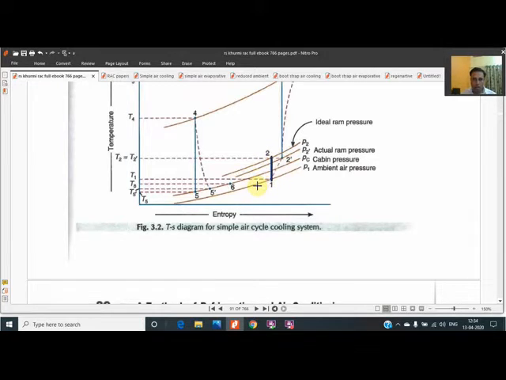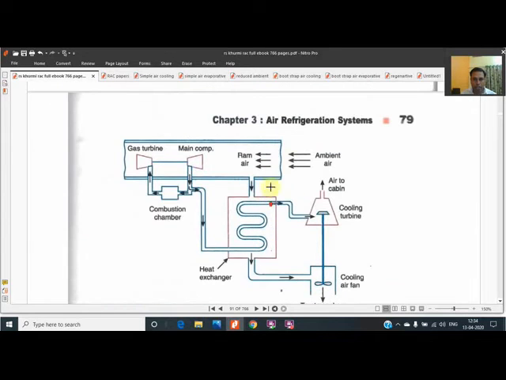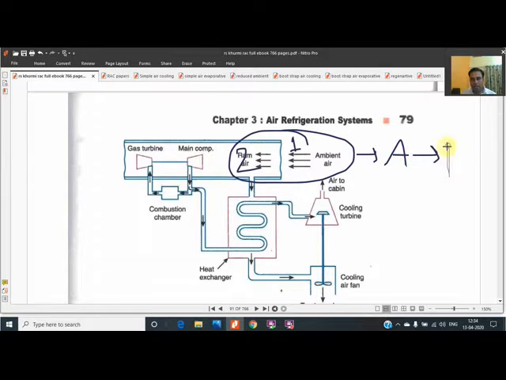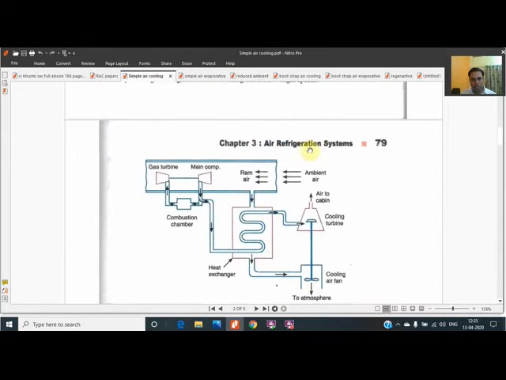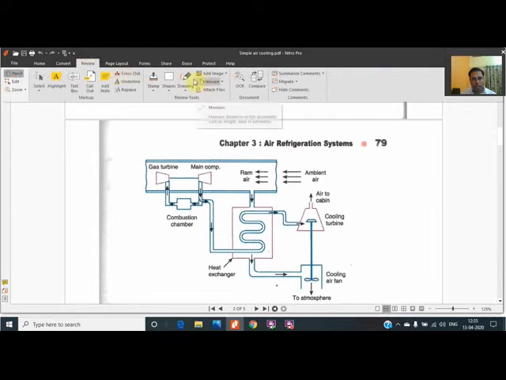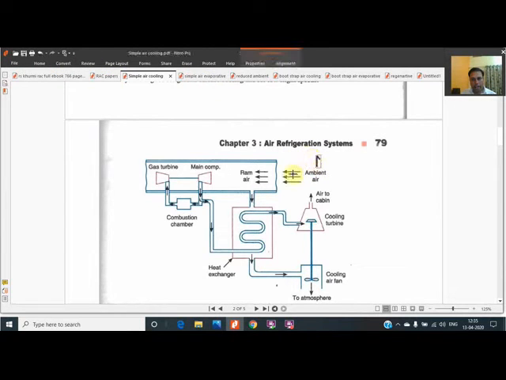This is observed in all the cycles, because anyhow you have to take the air from the atmosphere. This is the first point, ambient air, and this is the second point, ram air. Here all of a sudden the terminology changed from ambient, the name changed to ram air because of stagnation. As air is taken from the atmosphere, that's why in the simple air cycle the same system is being shown to you. Air is taken from the atmosphere and it gets converted into the ram air.